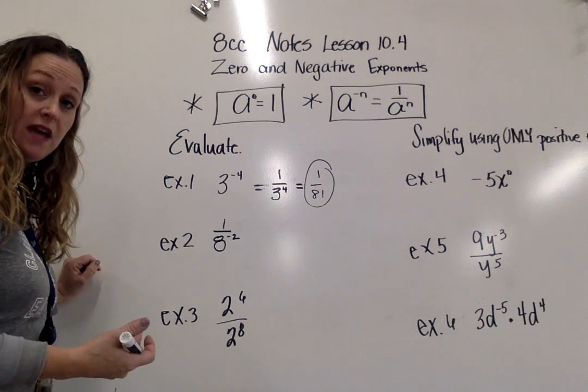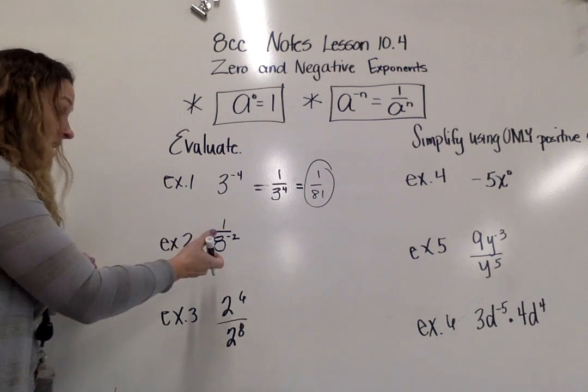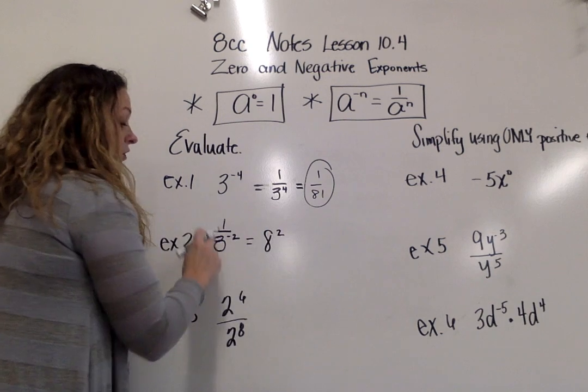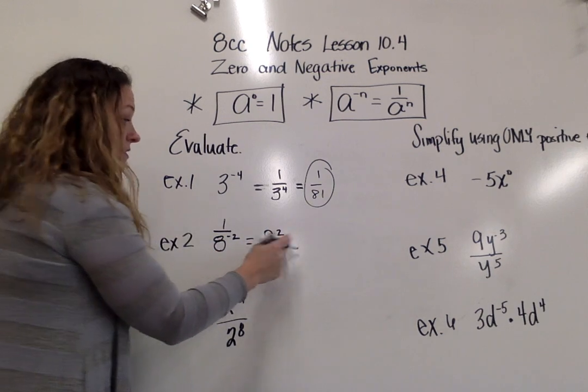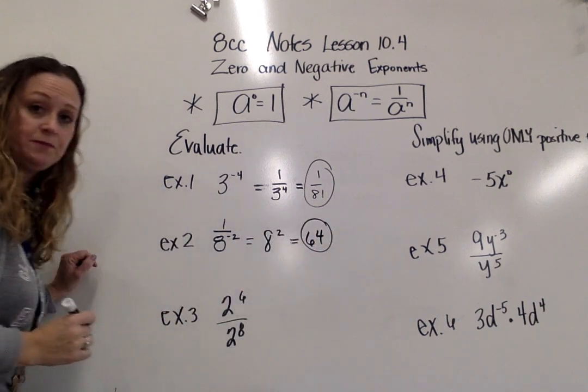In example 2, I have a negative exponent in my denominator. In order to eliminate that negative exponent, I'm going to move it to the numerator. So 1 over 8 to the negative 2 is the same thing as 8 squared. And 8 squared is 8 times 8, which is 64.